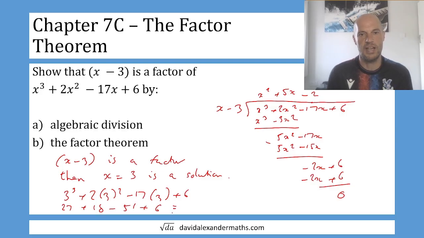So that's 3 times 3, 9, 27 plus 18 minus 51 plus 6. I mean, you might as well use the calculator for all of these, it's probably easy just typing it in one hit, to be honest. So 27 plus 18 minus 51 plus 6 equals 0. Okay, so the factor theorem is just knowing that if this is the factor, then the solution would be 3, substitute 3 in, and as long as you get 0, then that shows that x minus 3 is a factor.